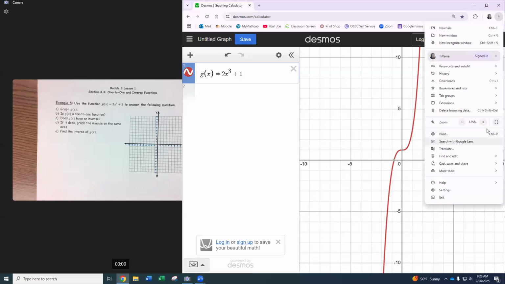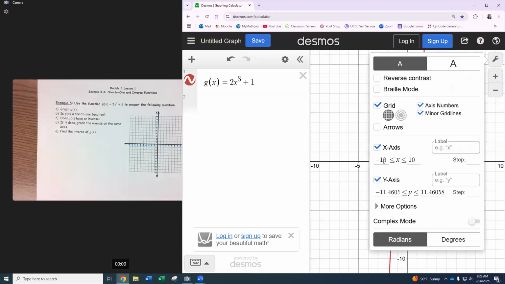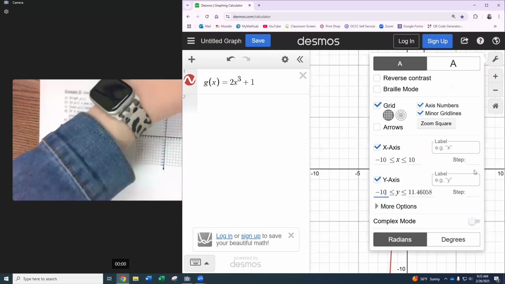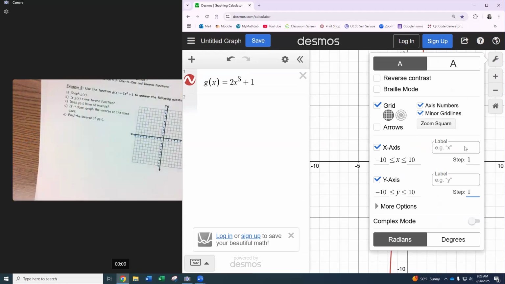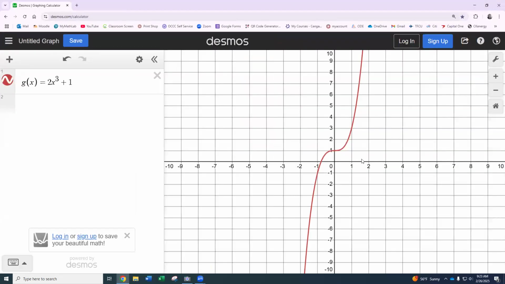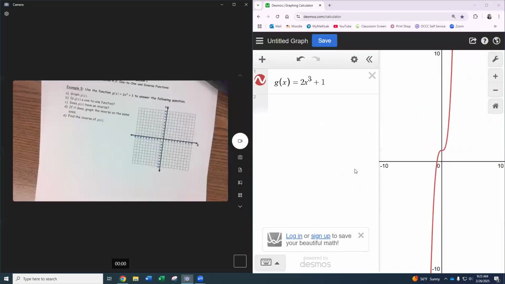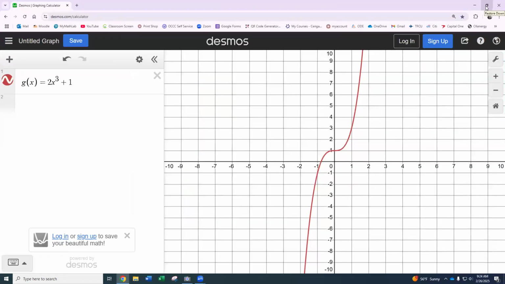So first, let me zoom in a little bit. And let's go into settings. My x is already from -10 to 10, but I'm going to change my y to be the same thing. I want everything to be a step of 1. And I don't like these minor grid lines personally, so I'm going to take those away as well. Okay, now if I make this bigger, I can see all of those grid lines. But when I'm on a part of a screen, I can't see those. So let me just kind of make that big for a second.